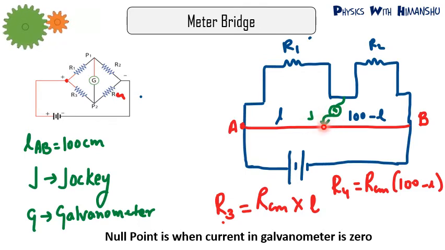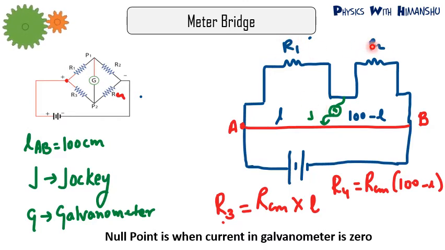So at any point, suppose at this point the current in galvanometer is 0. So this point is called the null point. If the current in galvanometer is 0, it means the current in the middle branch is 0. That means it has become a Wheatstone bridge. And what happens in a Wheatstone bridge?